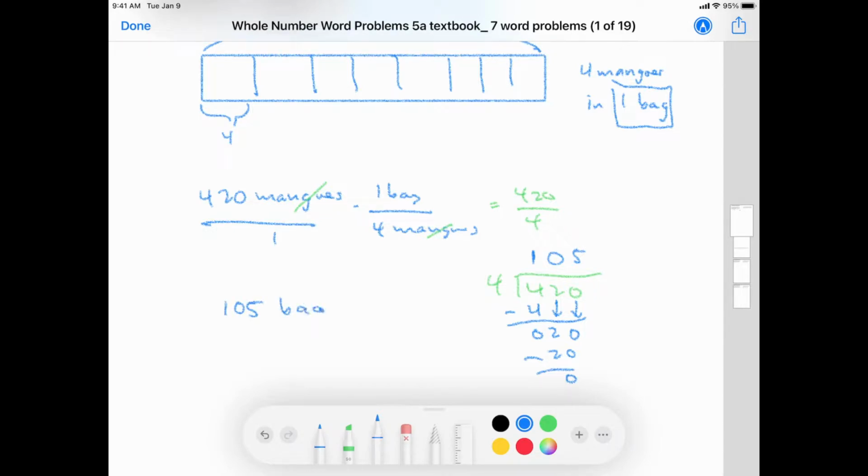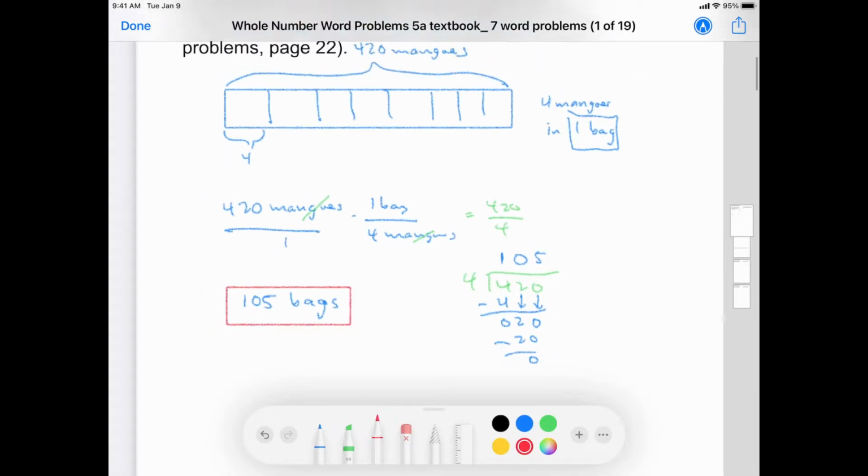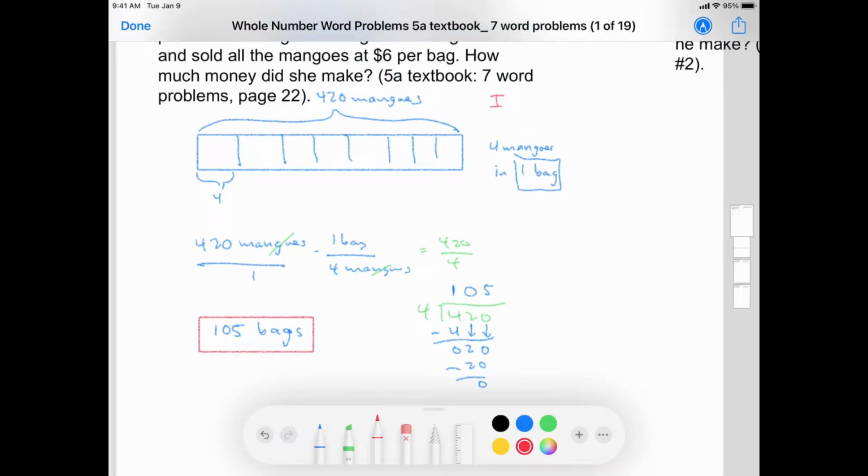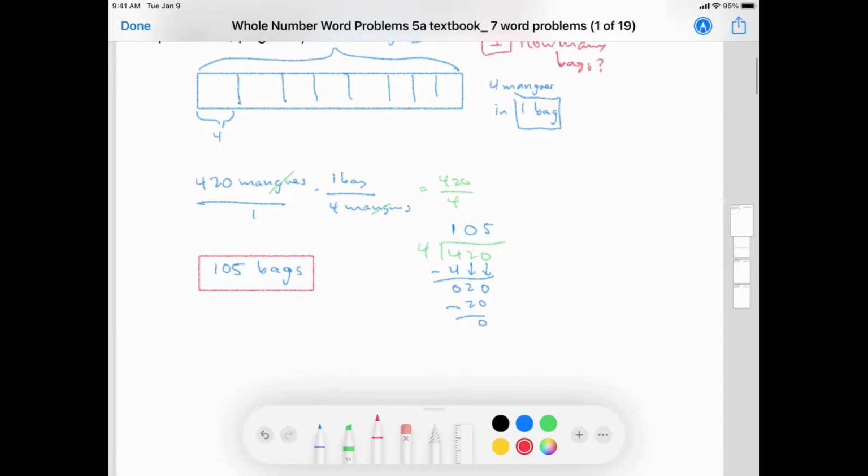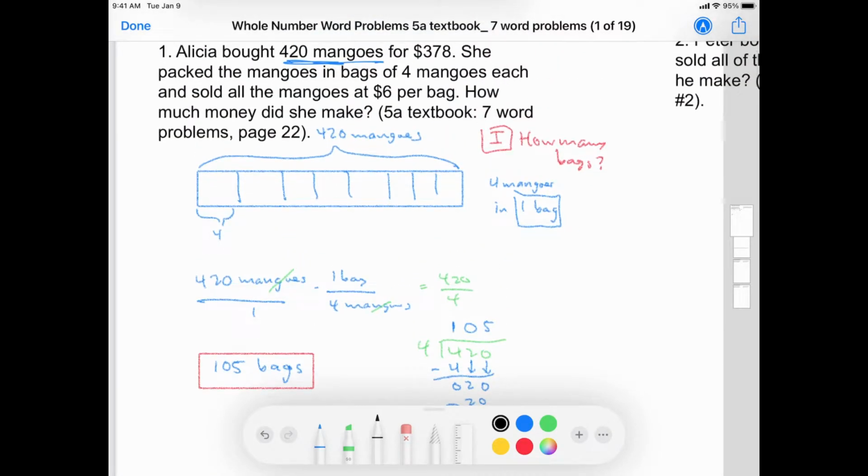105 bags. Let's put that in red here, that's an answer. So that was the first part, to figure out how many bags. How many bags? Well, we have 105 bags. Now, the reason why I did that is because she's not selling them per mango, but she's selling them per bag, $6 per bag.